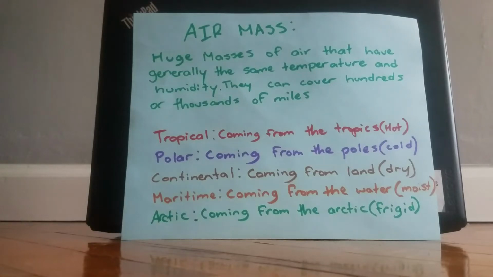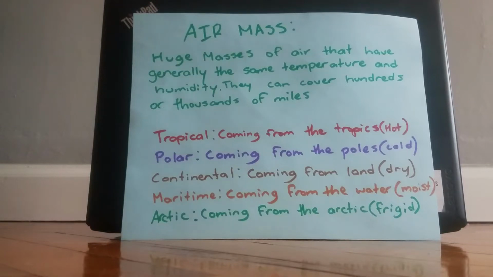Okay, so today we're going to talk about air masses. An air mass is a huge mass of air that has generally the same temperature and humidity. That means the same amount of water vapor and a uniform temperature throughout, and they can cover hundreds or even thousands of miles.